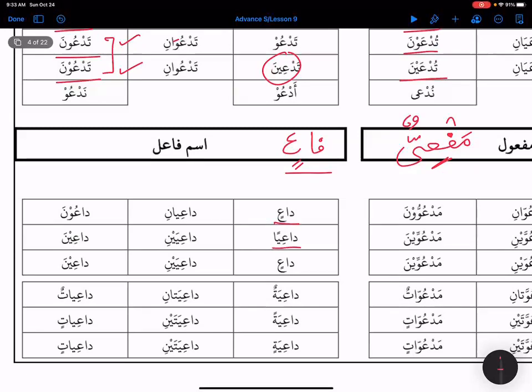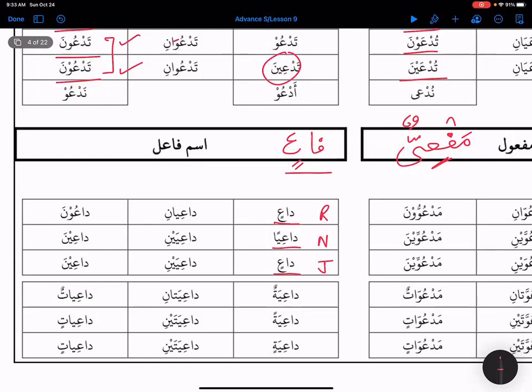We always bring alif when we do the two fathas. They need alif. And then da'in again. So this is rafa, this is nasab, and this is jar. And then the pair: da'iyani, da'iyaini, da'iyaini. And then da'una, da'ina, da'ina.